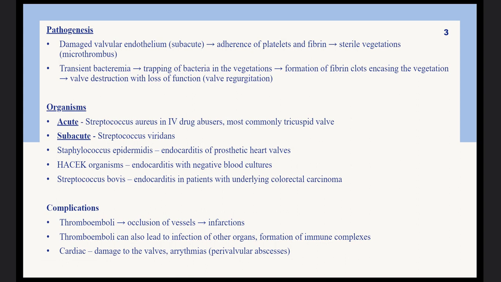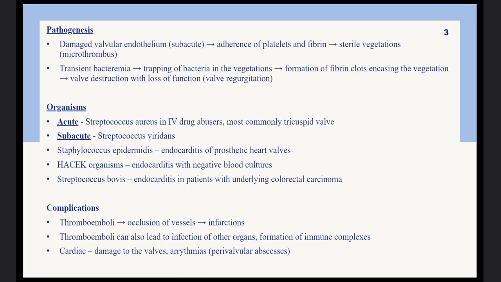For acute infective endocarditis, the main organism that's responsible for it is Staphylococcus aureus, and it usually involves the tricuspid valve because it's very common in IV drug abusers. For subacute infective endocarditis, it's mostly Streptococcus viridans, but there are other organisms as well. For example, Staphylococcus epidermidis can cause endocarditis and very often causes endocarditis of prosthetic heart valves. The HACEK organisms cause endocarditis with negative blood cultures, and Streptococcus bovis causes endocarditis in patients with underlying colorectal carcinoma.